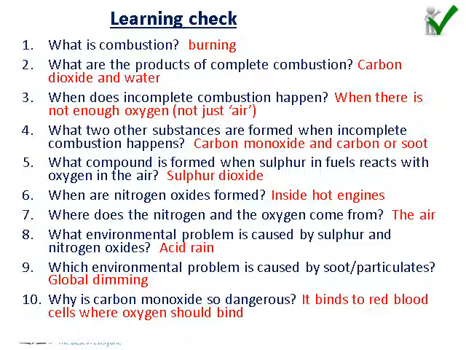Sulphur dioxide and nitrogen oxides cause acid rain, and you could have gone into more detail about the effects of acid rain in terms of trees and bodies of water. Notice for number 9, we have environmental problems caused by particulates. So you had to say global dimming. If it said what problems are caused by soot or particulates, you could have said lung problems as well.